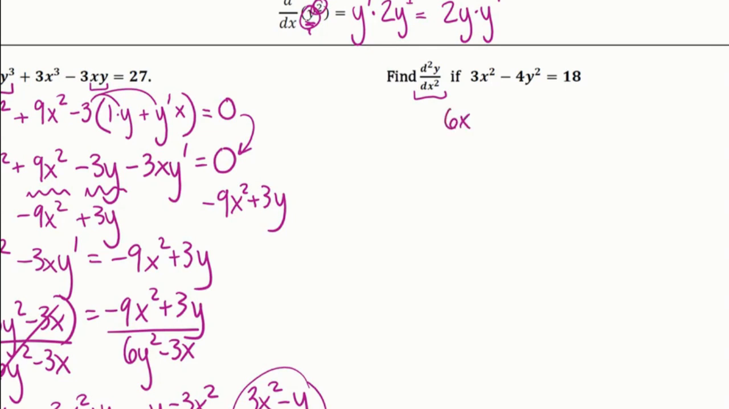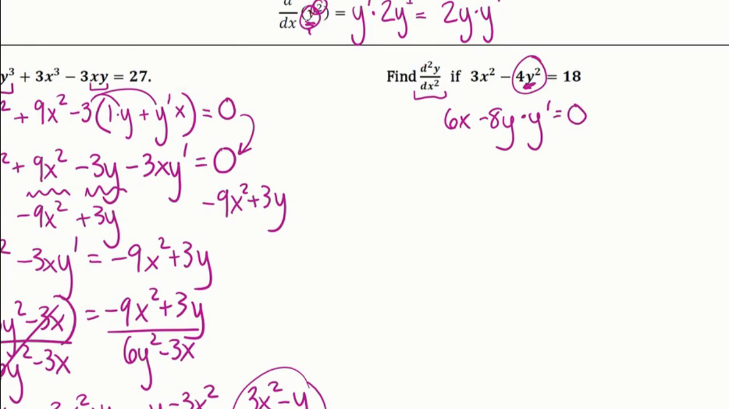Easy enough. Derivative of -4y squared is -8y, right? But don't forget to multiply by the derivative of the inside because y is a function. This is a function within a larger function, so you have to use the chain rule. And then the derivative of 18 is 0. So don't forget to use the chain rule when you take the derivative of y.